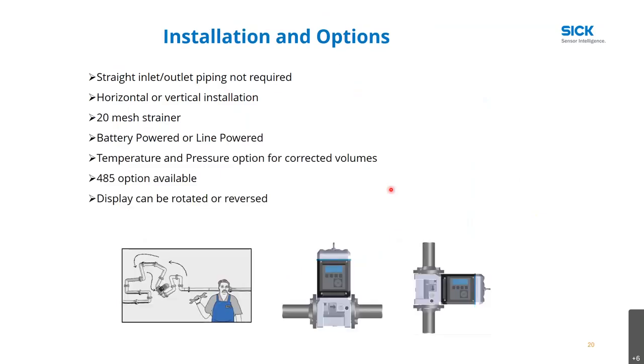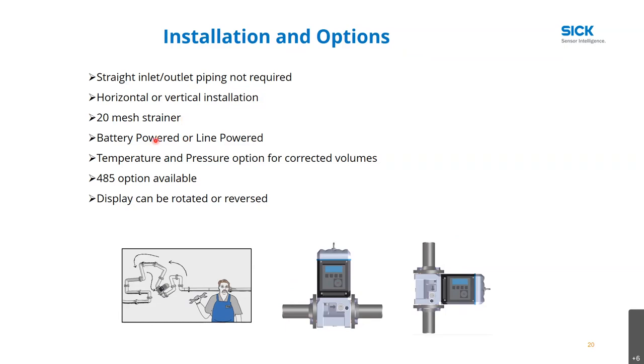Some of the installation options that you have with the 500 meter: straight inlet and outlet piping is not required. As you see in this illustration on the left, you can pretty much mount the 500 meter in any configuration. Traditionally, you'll see it mounted horizontally, but you can mount this vertically if needed. You can opt for a 20 mesh strainer upstream of it.